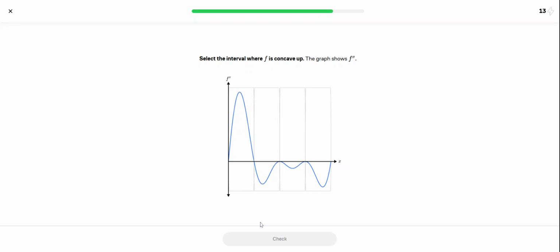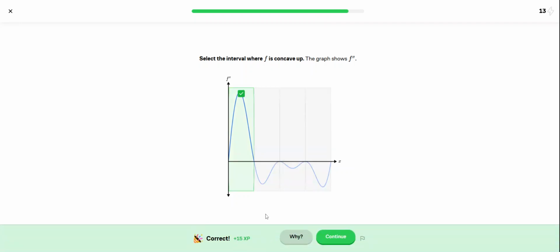Okay, set the interval where f is concave up. This is the second derivative. Concave up means, wait. Concave up, I think there's only one interval here. It can't be less than 0 because all are convex. So concave up is only this range, greater than 0. Let's check. Yup, that is correct.